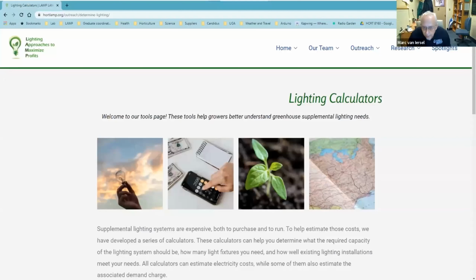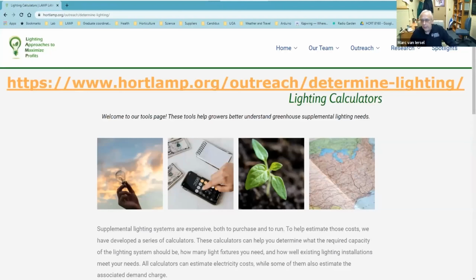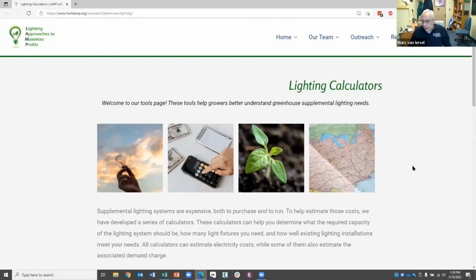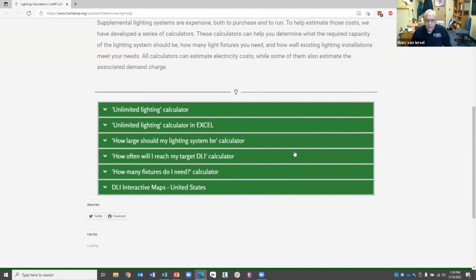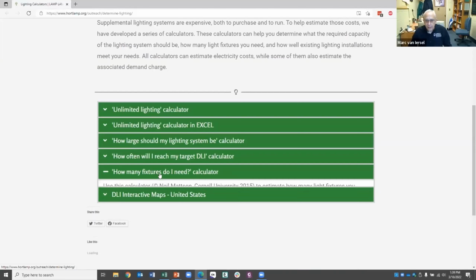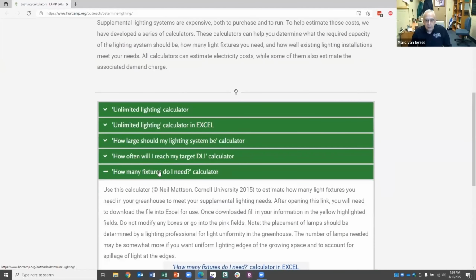So these calculators are available through this web page that is maintained by Project LAMP. We have an outreach page, and on that outreach page, we have a link to lighting calculators. So this is the full link for these calculators. And I'll go ahead and click on this, and then we'll go to that website. So from this website, you can access the different calculators that we have developed. So if we scroll down a little bit, we see different calculators, including the how many fixtures do I need calculator. That is the spreadsheet developed by Neil Madsen.